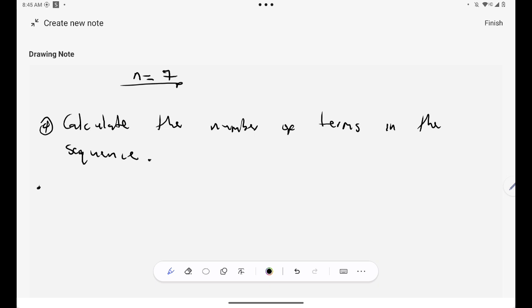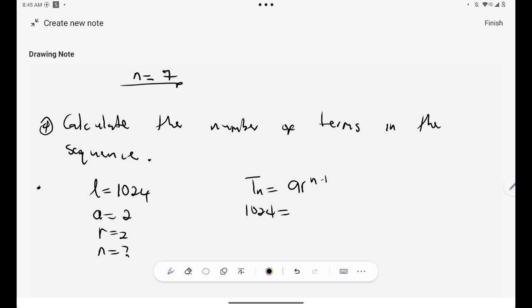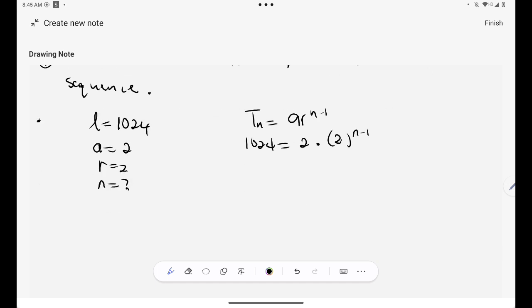For us to find the number of terms, we must know the value of the last term. In this case it is 1024. Our first term is 2, our r is 2, we don't know n. Go back to our formula: 1024 equals 2 times 2 to the power n minus 1. Same thing applies: you're solving for n, which is the exponent. Must divide both sides by 2. 1024 divided by 2 is 512.